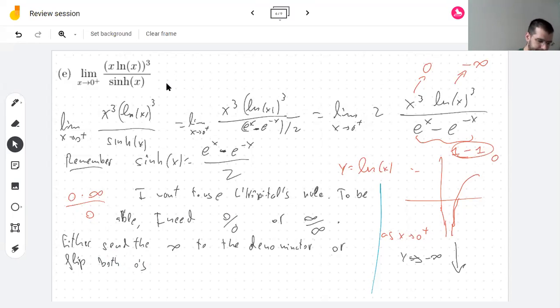So this is approaching negative infinity. Both of these are zero. So just because, well, what do I prefer? What do I prefer? It seems easier to put the logarithm in the denominator. Maybe I'll regret this, I don't know.